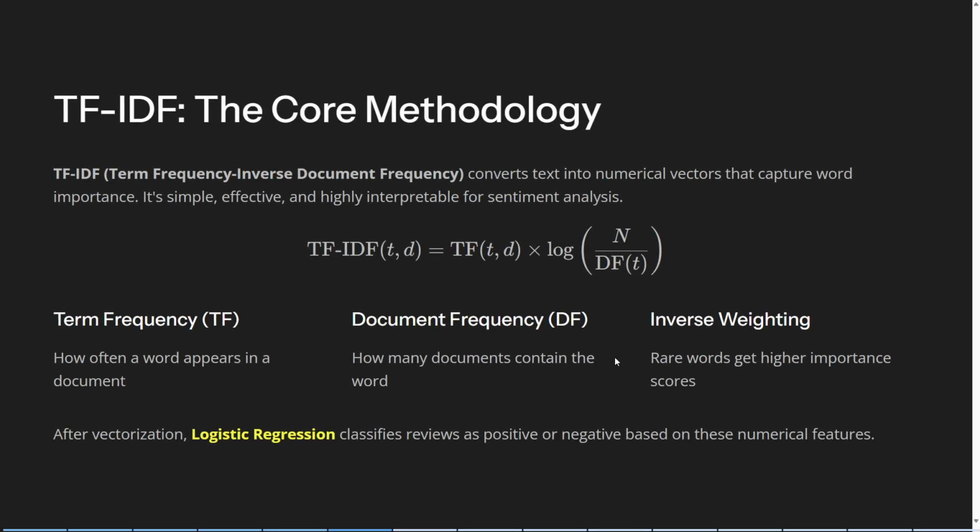For my approach, I use TF-IDF vectorization combined with logistic regression classifiers. TF-IDF converts text into numerical values, as we talked about in class, and measures how important each word is within the document and across the dataset. This is the term frequency, TF, right here. Then document frequency is going to be under DF, so it goes right over here: how many documents contain the word, and then inverse weighting, so rare words take higher importance scores.